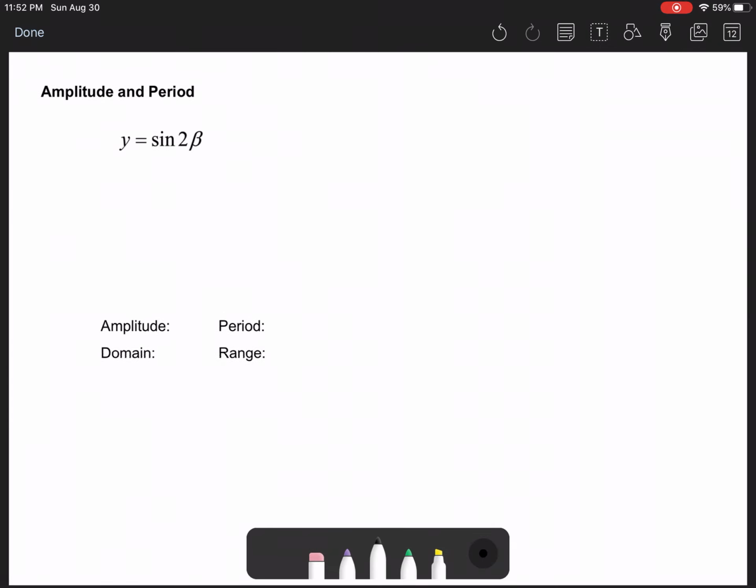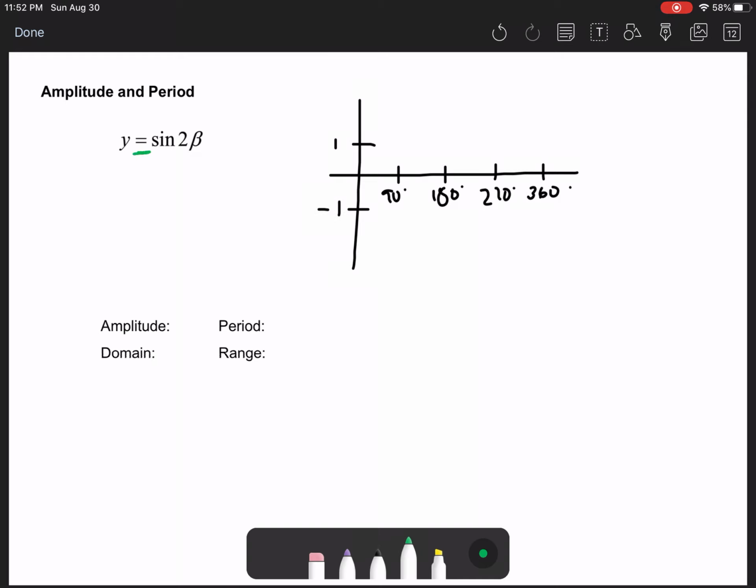Y equals sine of 2b, beta, whatever we want to call it. And guys, I'm going to use degrees on this one just because I can. And sometimes that's what it will be. So we've got 90, 180, 270, and 360. And then normally we're up one and down one. Now I look at A, if there's an A here, because we've learned about A, and there's not one, so it's just 1, so that part's normal. And then we have 2.